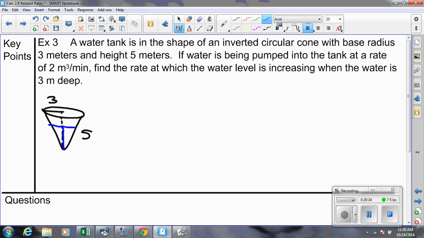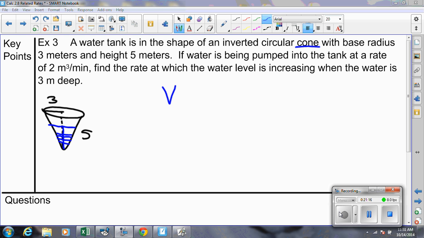Obviously, because there's very little water here, right away, this is a rate that's very, very high. But as you get wider toward the top of it, it's going to start slowing down with how quickly the water level is rising. Now, to begin this problem, we have to start and say, do we have an equation that starts us off? How about it's a cone, and so we're looking at the volume of a cone.